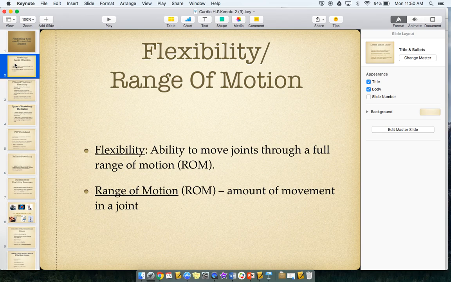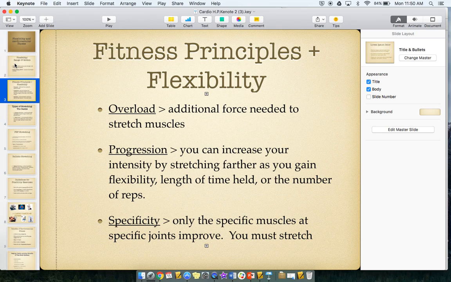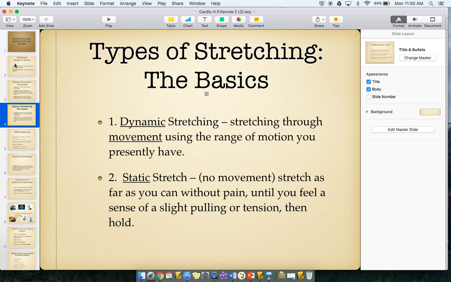The things you'll need to know: flexibility and range of motion. I've basically made the same thing. We used to distinguish between the two, and as of now, don't worry about it too much. Just know that you'll be tested on what it means to be flexible, so having the ability to move joints through a full range of motion. Be able to apply the fitness principles to flexibility. So anything we talk about with the weight room and cardio also applies to flexibility. Here are some examples below there.